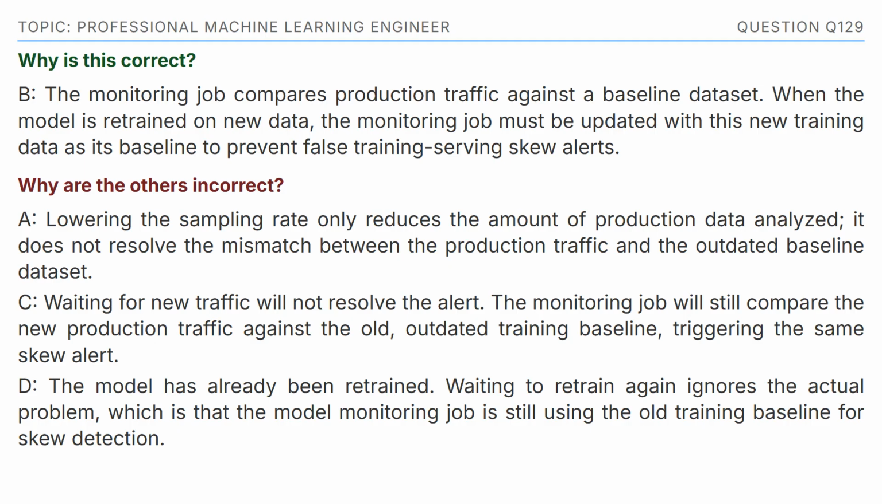Why are the others incorrect? A. Lowering the sampling rate only reduces the amount of production data analyzed, it does not resolve the mismatch between the production traffic and the outdated baseline dataset.